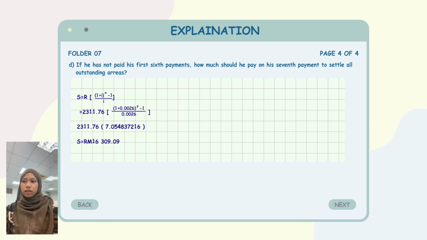The last question for case study 2 is, if he has not paid his first 6 payments, how much should he pay in his 7th payment to settle all outstanding arrears? So we will use the formula S equals R, bracket, another bracket, 1 plus I, power of n minus 1 over I. So just put the information into the formula and solve it.